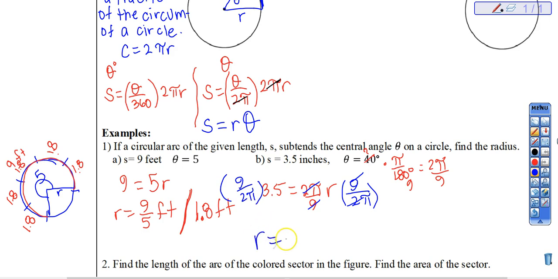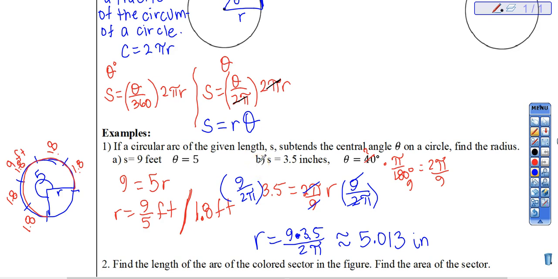So we get r is equal to 9 times 3.5 over 2 pi. What's that? 31.5 over 2 pi. We'd plug that into your calculator. So please do that. I'm getting 5.013 inches. Okay? It's not. It's 5.013 inches.